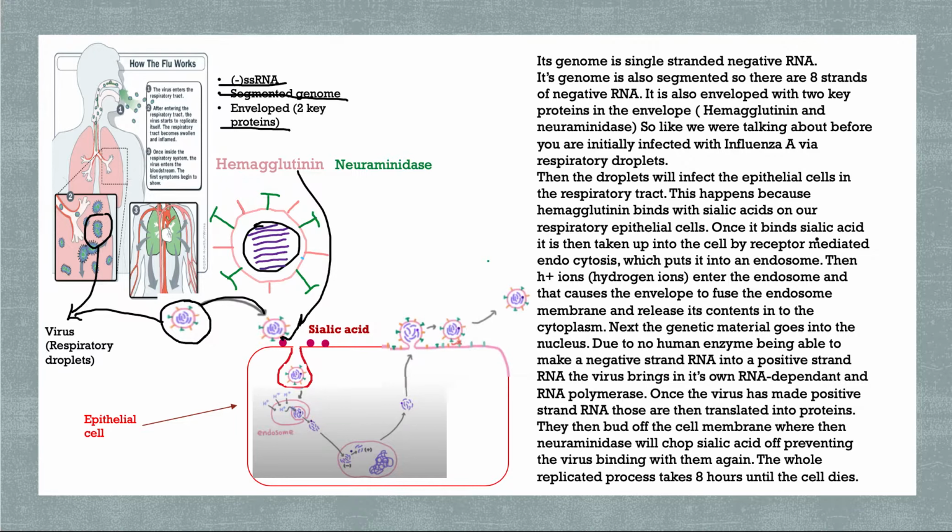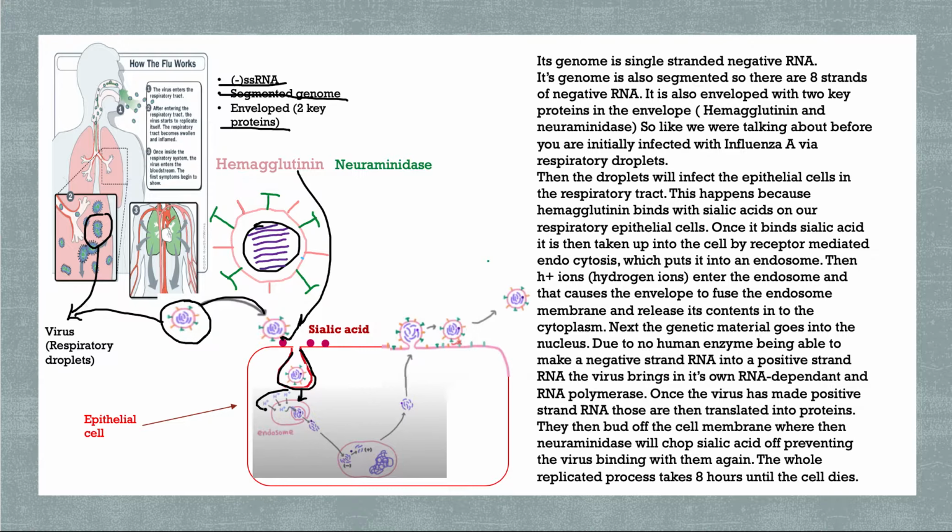Once it binds sialic acid, it is then taken into the cell by receptor-mediated endocytosis. So that will be seen right here. As we can see, it is now taken into the cell, and then this is put into the endosome of the epithelial cell. Okay. Then H plus ions, hydrogen ions, enter the endosome, and that causes the envelope to fuse with the endosome membrane and release its contents into the cytoplasm.